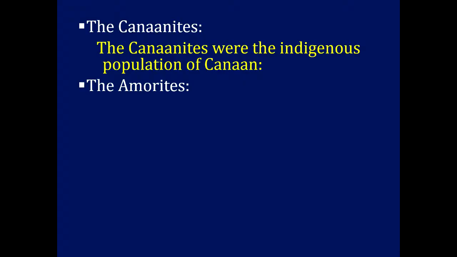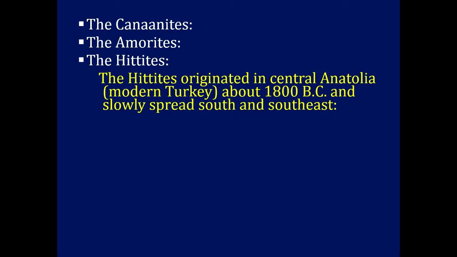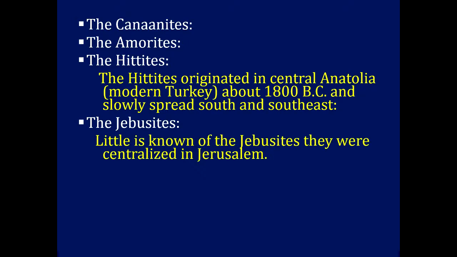Canaanites were the indigenous population of Canaan. There's a lot of history here, but I just introduce you generally, an overview. The Amorites had entered Canaan from the northeast, Aram or Syria, sometime around 2000 BC, and they'd driven the Canaanites out of the hill country, and that is where they themselves settled. We have the Hittites. Hittites originated in central Anatolia, which is modern Turkey, about 1800 BC, and they slowly spread south and southeast. The Jebusites, then, little is known about them really, but we know they were settled in Jerusalem, and they were there before anyone else arrived.